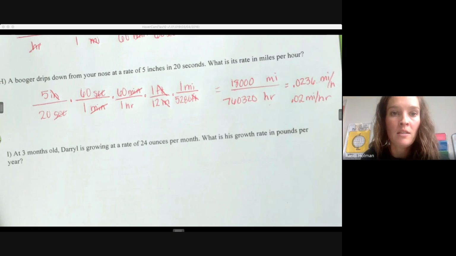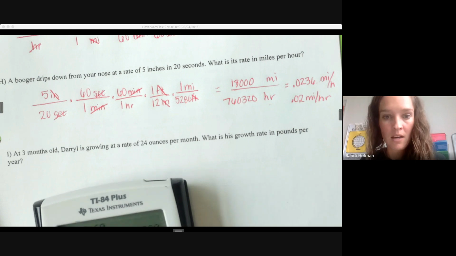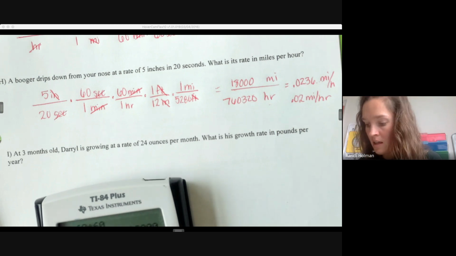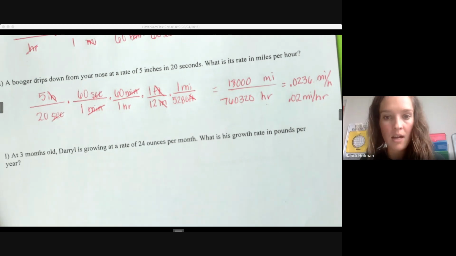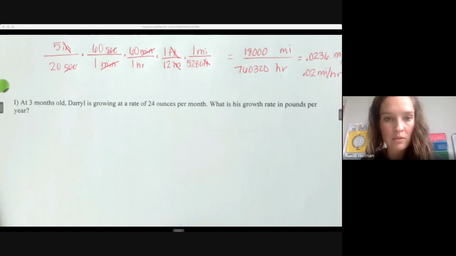Okay, so let's take a look at another one here. If we go ahead and take a look at this last one. At 3 months old, Daryl is growing at a rate of 24 ounces per month. And our goal is to figure out how fast he is growing in pounds per year.